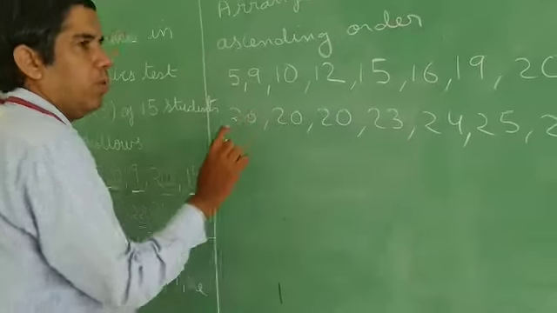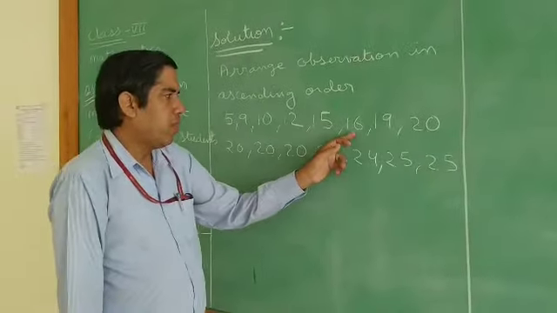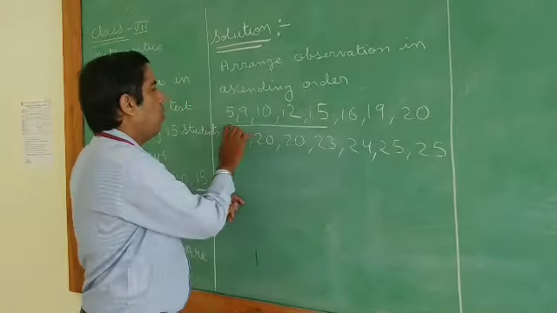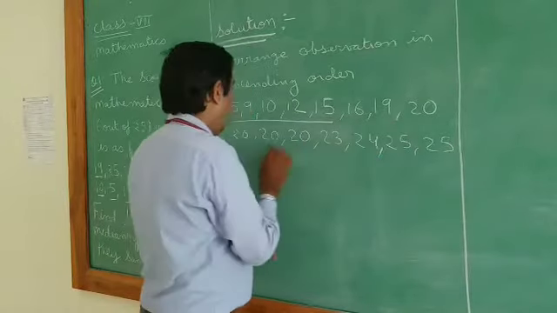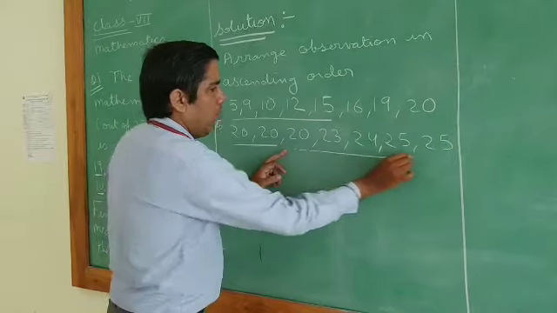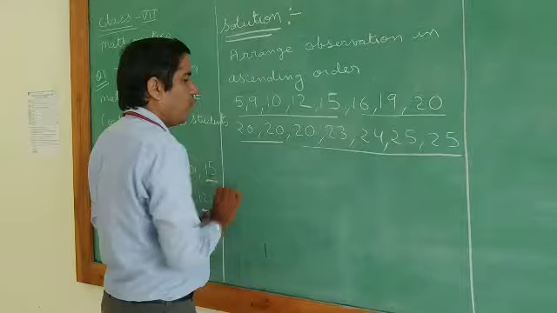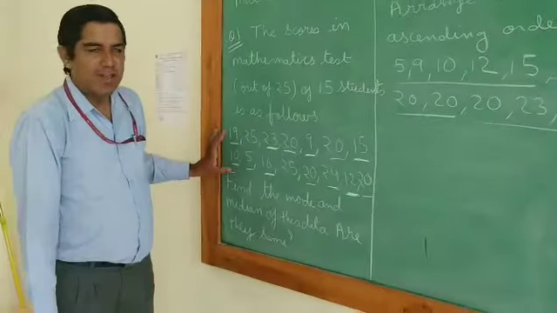Let us count now. Let us make groups of 5, so it will be easy. 1, 2, 3, 4, 5. Right? 1, 2, 3, 4, 5. Now 1, 2, 3, 4, 5. That is 15 are there. So it means no observation is missing.